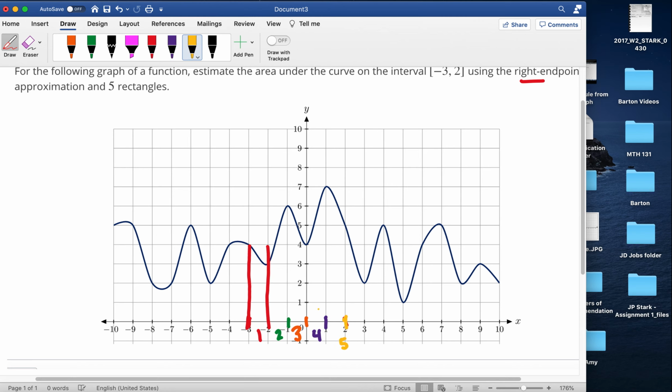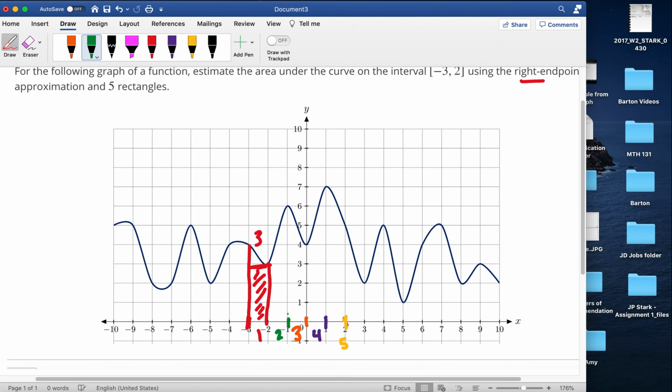So the reason I'm doing this, though, is I want you to see the significance of the right endpoint, okay? So when I'm looking at these two red lines, I'm going to look at the one that's on the right and notice where the function intersects that line. So if you look, the height of that function is here, and that's what we would use to determine the height of that rectangle. So the area of this red rectangle would be the height, which is 3, times the width, which is 1. So my first area here is 3.